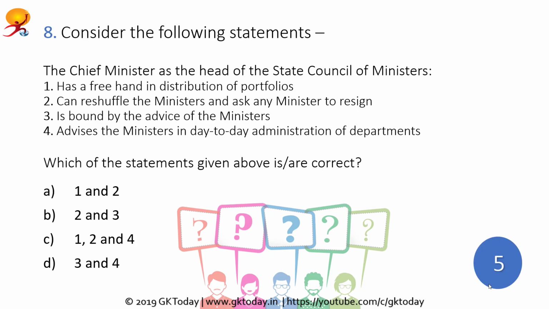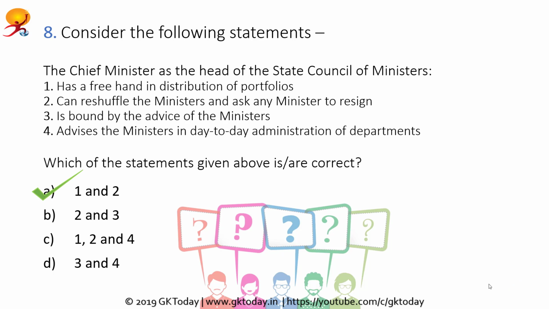Consider the following statements. The Chief Minister, as the head of the State Council of Ministers, 1. Has a free hand in distribution of portfolios. 2. Can reshuffle the ministers and ask any minister to resign. 3. Is bound by the advice of the ministers. 4. Advises the ministers in day-to-day administration of departments. Which of the statements given above is or are correct? Your time starts now. Correct answer is 1 and 2.